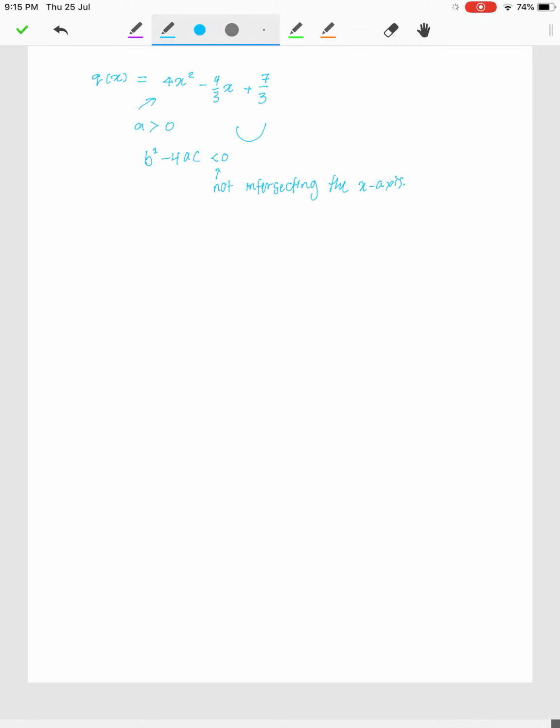Okay, sorry about that. Now let's use the completing the square approach. So how do we do that? For part 4, we factor the 4 out first, so we have x squared minus 1 over 3x plus 7 over 12, because when we expand back, 4 and 12 will cancel and leave 7 over 3.